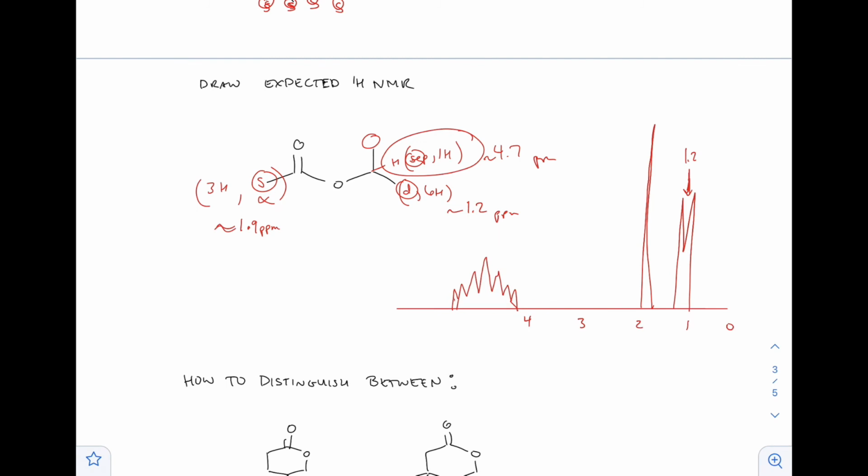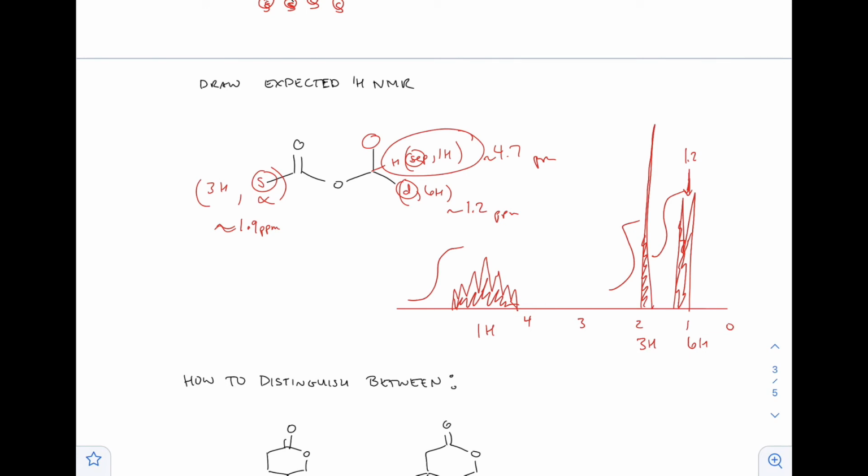So remember the area underneath the curve, like if I'm calculating the area underneath all of these peaks, they should correspond to the number of protons. So if we did the integral of this and this, we would get 1 hydrogen, we would get 3 hydrogens, and then we would get 6 hydrogens. So the area underneath this curve would be the greatest, and that's definitely not how I drew it, but I had to draw it just for the sake of you guys seeing what it looks like.